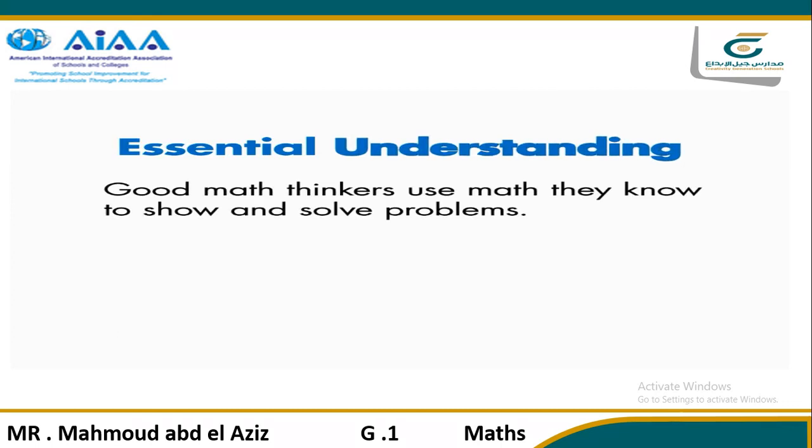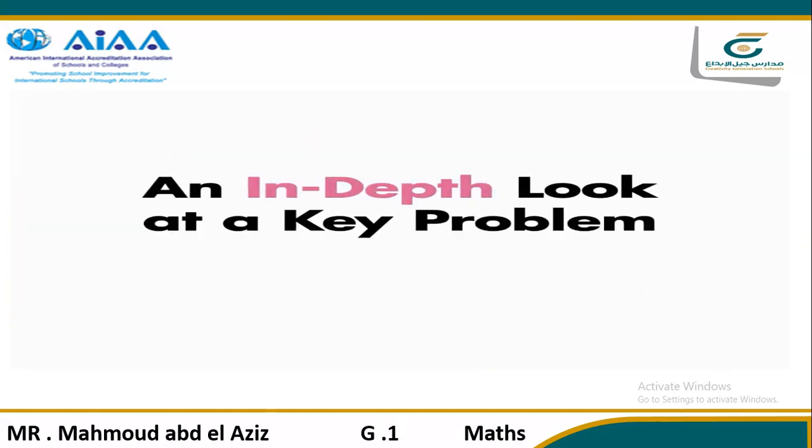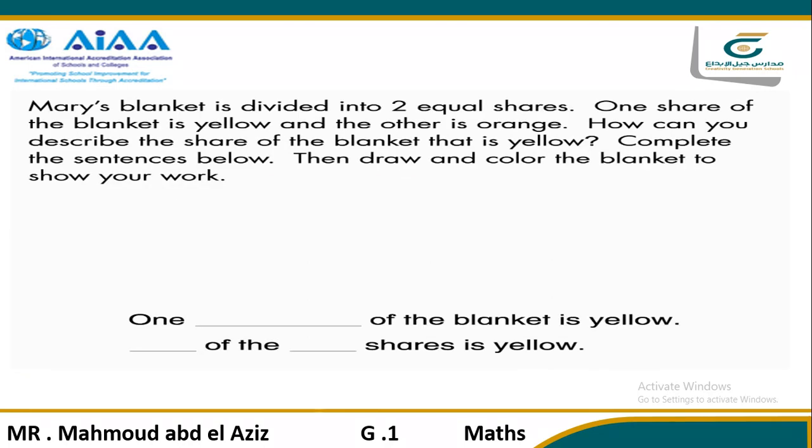The essential understanding for this lesson is, good math thinkers use math they know to show and solve problems. Previously, students named and showed halves and fourths of shapes and compared the sizes of halves and fourths of the same whole. In this lesson, students use pictures to model real-world problems involving halves and fourths. This problem is key because students are asked to draw a picture to model a real-world problem involving equal shares. To do this, they need to use what they know about halves or two equal shares of a whole.